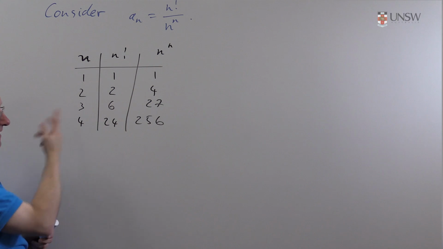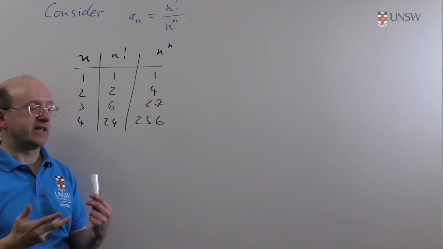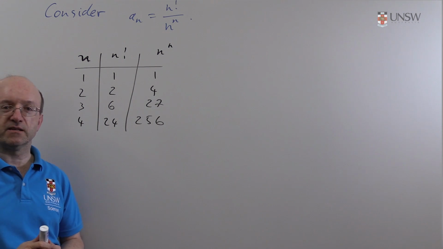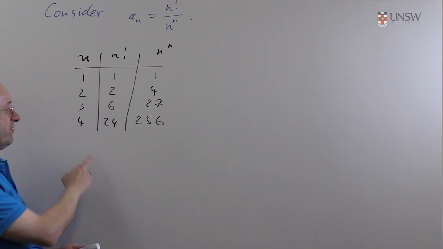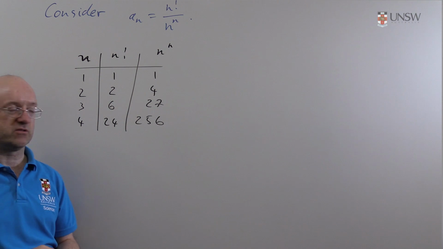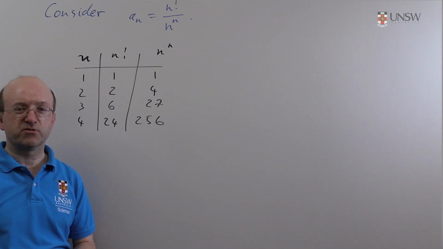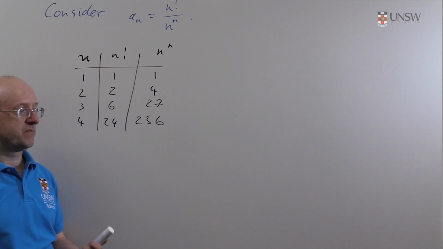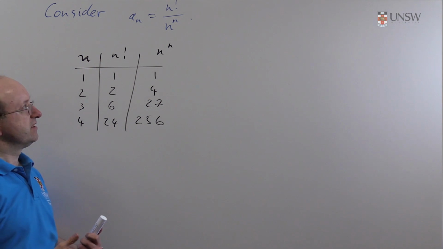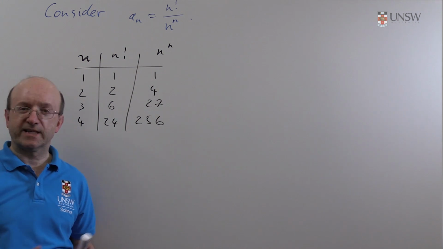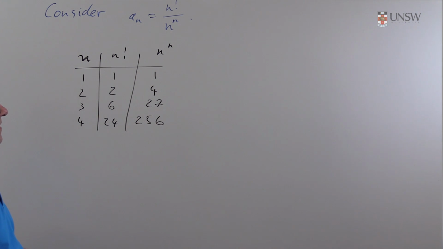So it's beginning to look already as if n factorial is growing much more slowly than n to the n. So our suspicion is that this sequence converges to 0. If you try n equals 5, 5 factorial is 120, 5 to the 5 is 3000 and something, it's much larger. So our suspicion is this thing is going to tend to 0. The question is, can we actually write down a convincing proof of that fact?